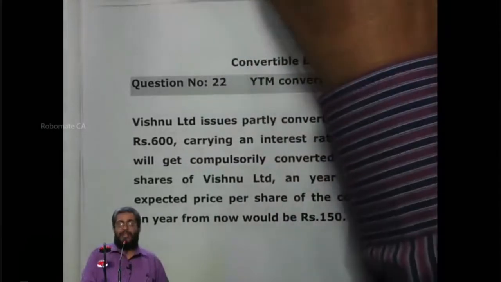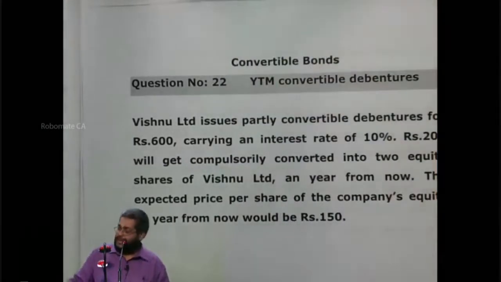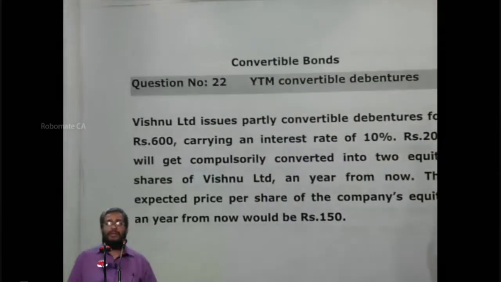Now I'll start doing the solution. You participate, then you can just copy it. From the debenture holder's viewpoint. Or better you can copy, because there is no need to waste time copying once again. Okay, write on. I can save some time. Part A, yield from the debenture holder's point of view.